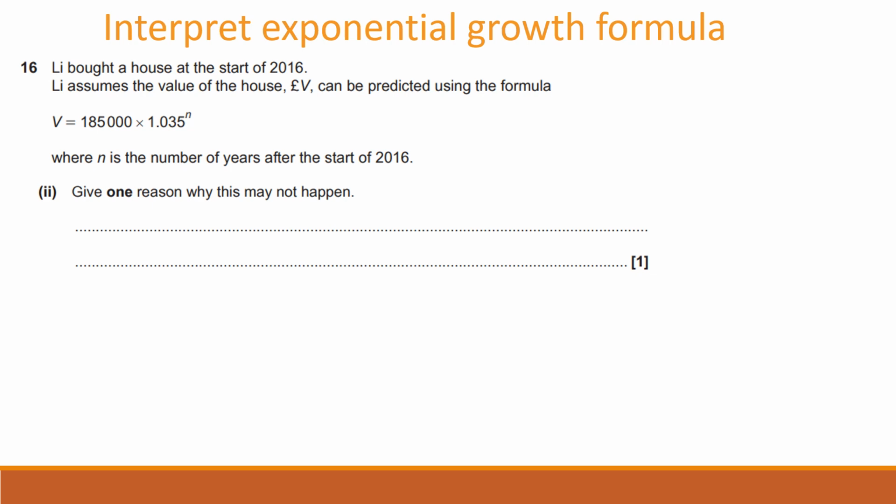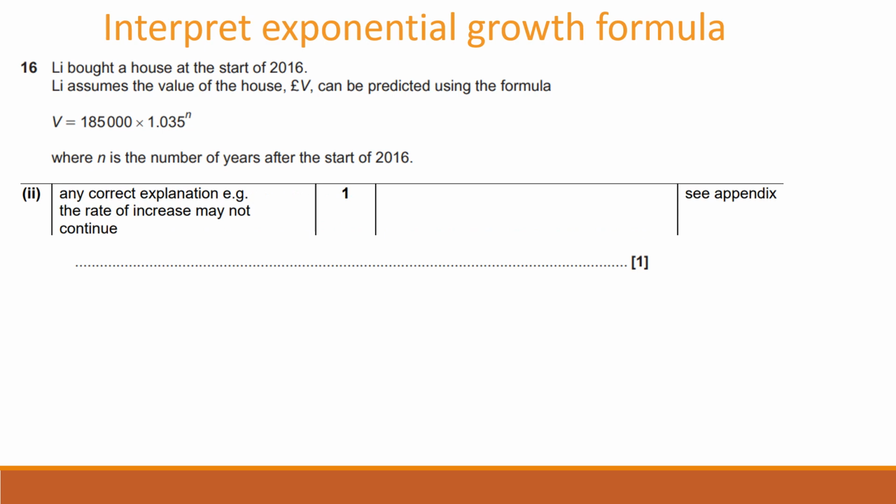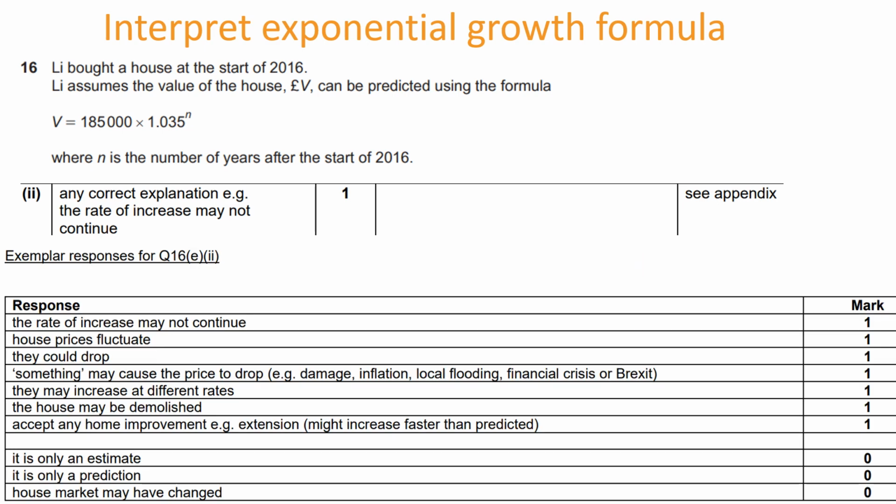Now in part II, we've got to give one reason why this may not happen. Now this is worth 1 mark, you can see in the square box, and there are numerous answers you can give. I'm just going to show you the mark scheme so you can see what answers they were actually looking for. So any correct explanation, the rate of increase may not continue, and then it says see appendix.